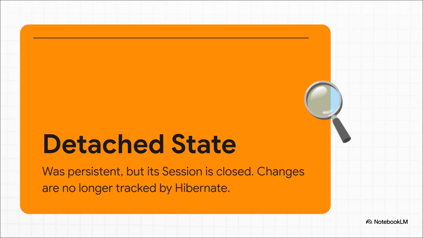The detached state, well, it's kind of like an object that's moved out of its parents' house. It was persistent, it was managed by a session, but then that session closed. So it still has its identity, that database ID, but it's out on its own now. Hibernate isn't watching it anymore. So if you change any of its data, those changes will not automatically get saved.